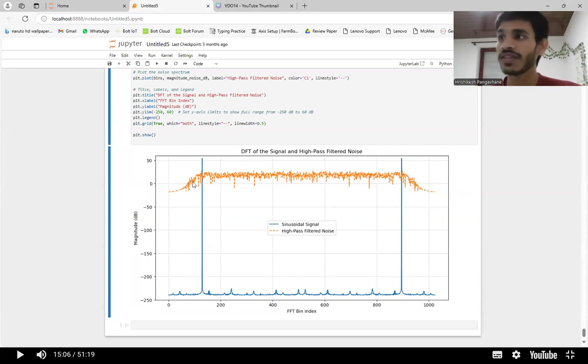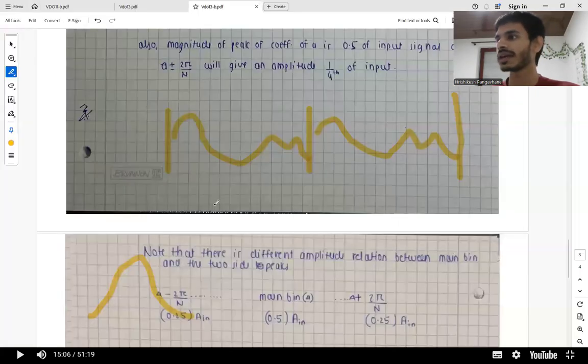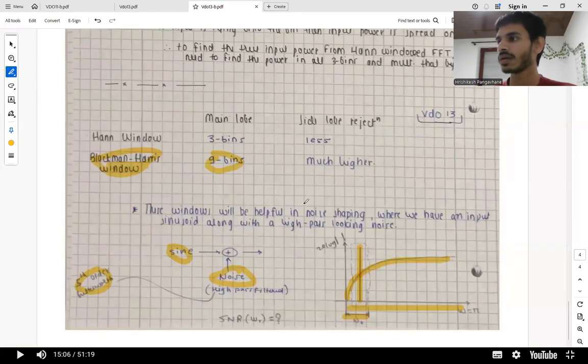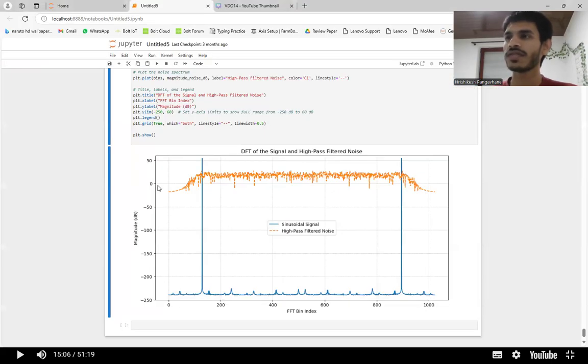So due to the FFT leakage, instead of going to zero, where it should have infinite attenuation for a high pass filter, we can see that it is flattening out. Ideally, we were expecting behavior of noise like this. It should go to zero at zero. It should have infinite attenuation at zero. This is a high pass filter, but it goes somewhere like this due to FFT leakage.